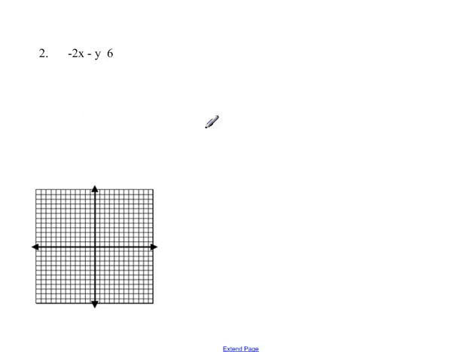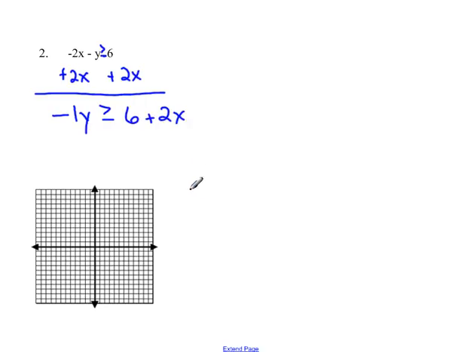Okay, here's our last example. Solve the inequality for y. This is supposed to have a greater than or equal to in here. Okay, so we're going to add 2x to both sides. So negative 1y greater than or equal to 6 plus 2x. I'm going to divide by a negative 1. Since I am dividing an inequality by a negative, remember that what we're going to do now is flip the direction of that. So instead of being greater than or equal to, it becomes less than or equal to.